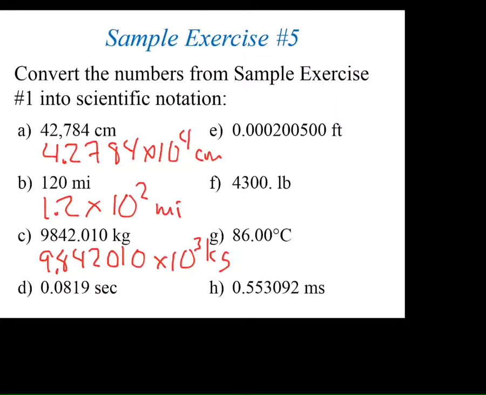That's okay. Okay, 0.0819. How many sig figs? 3. Okay, the 8, the 1, and the 9, right? So I put the decimal after the 8, and I had to move it how many times? Positive or negative now? Now it's negative, right? Because it's going the other way. It was a small number to begin with. So negative 2.